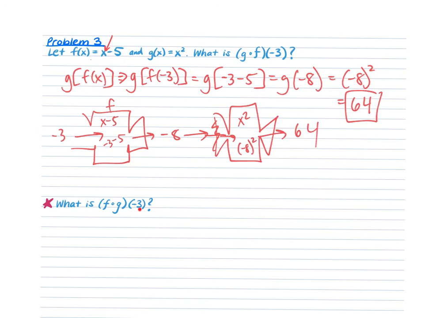Okay, so try that again, same negative 3, but with f on the outside. So that means g is first, and then f. So switch these and see what you get. Press pause, try this on your own, and then check back for the solution.